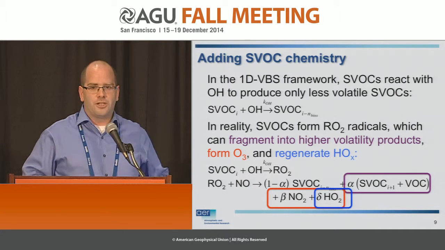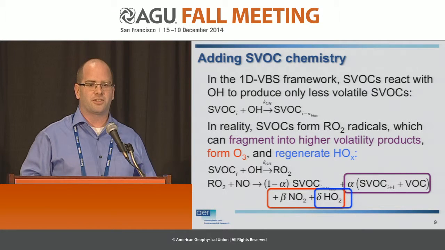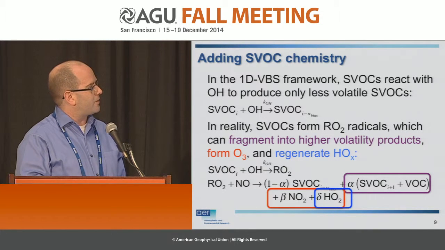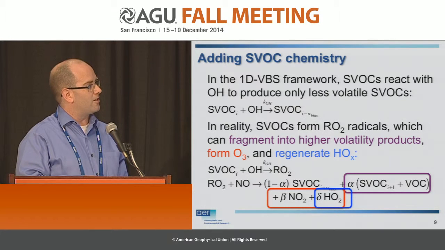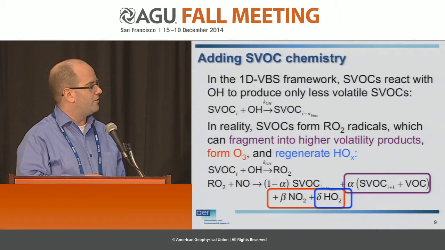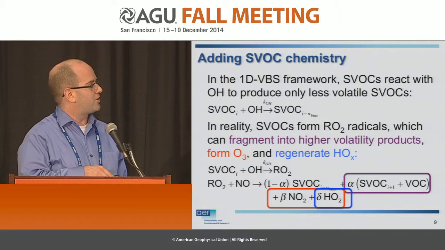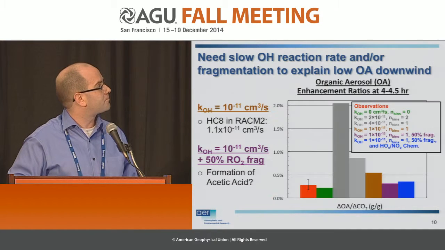So what we wanted to see is if we took the chemistry one step further, still very simplified, but allowing these SVOCs to act more like we expect organic compounds to react, could we get a better match? And so in this case, we have an SVOC reacting with OH to form a peroxy radical. And when that peroxy radical reacts with NO, it can form a lower volatility compound. However, it can also break apart, making a higher volatility but still semi-volatile compound and a VOC fragment. In addition, this reaction should form NO2 and HO2, and that should lead to further ozone formation. And this formation of HO2 leads to a regeneration of the HOx radicals that wasn't present in the first scheme.